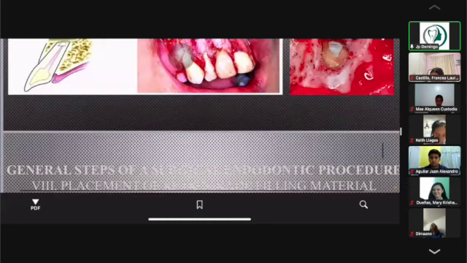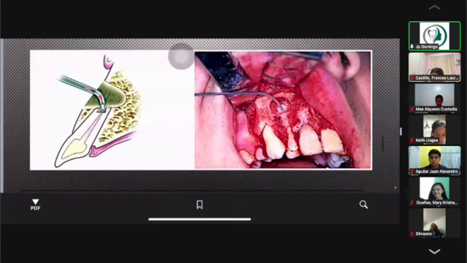Okay. So, this is now the placement of retrograde filling material. Before, we used amalgam filling. Pero ngayon, ang ginagamit na natin, MTA. Okay? And then once the root end has been irrigated, dried, and moisture-free na siya, doon natin ilalagay yung retrograde filling material natin.